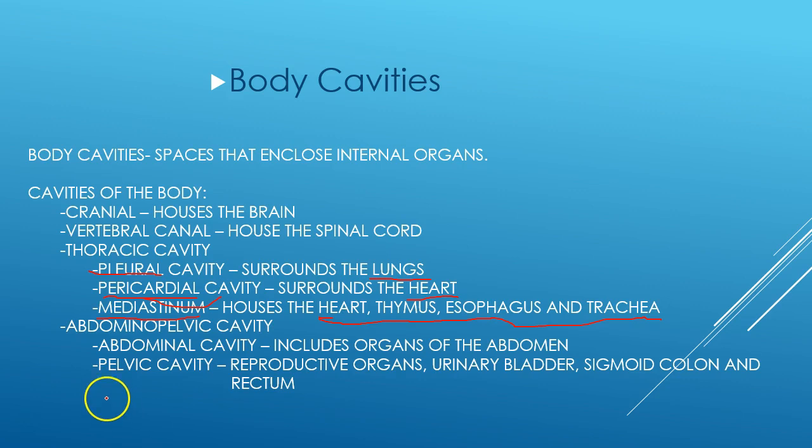All right, the abdominal pelvic cavity, split into the abdominal and pelvic cavity. Okay, the abdominal cavity will house all the abdominal organs, and the pelvic cavity is going to house the reproductive organs, urinary bladder, and parts of the colon, the sigmoid colon and the rectum.